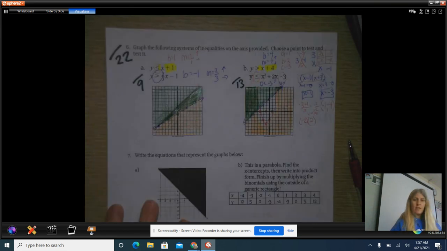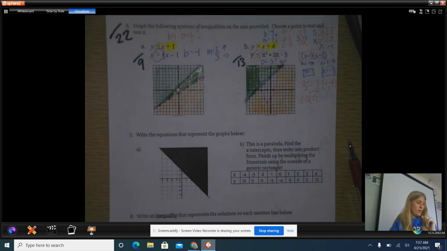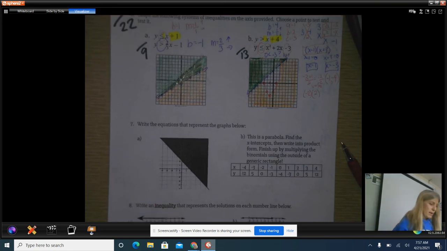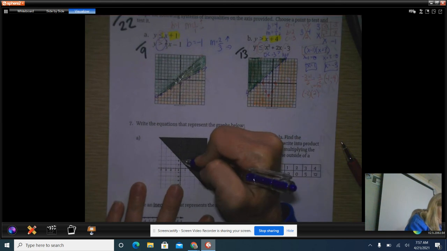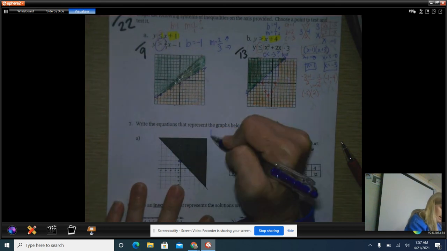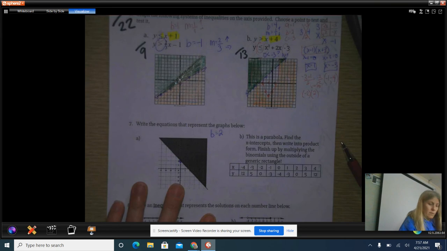Okay, number 7, we are working the other direction. We have a graph and we're going ahead and we are finding from that graph the equation and the inequality. So I'm looking for my y-intercept. My b is 2, that's 1 point.